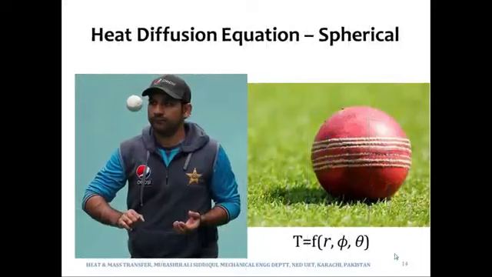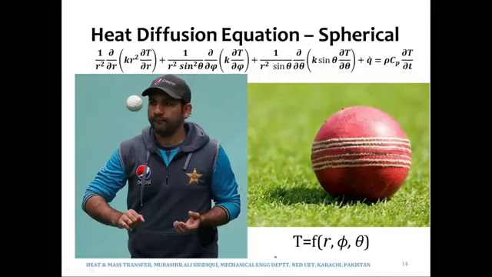Now the heat diffusion equation in spherical coordinate system. This is the heat diffusion equation in spherical coordinate system. Of course it is quite cumbersome, but again I would advise you to remember by heart the first term only: 1 over r squared, ∂/∂r of (k r squared ∂T/∂r), plus q dot, is rho c ∂T/∂t.